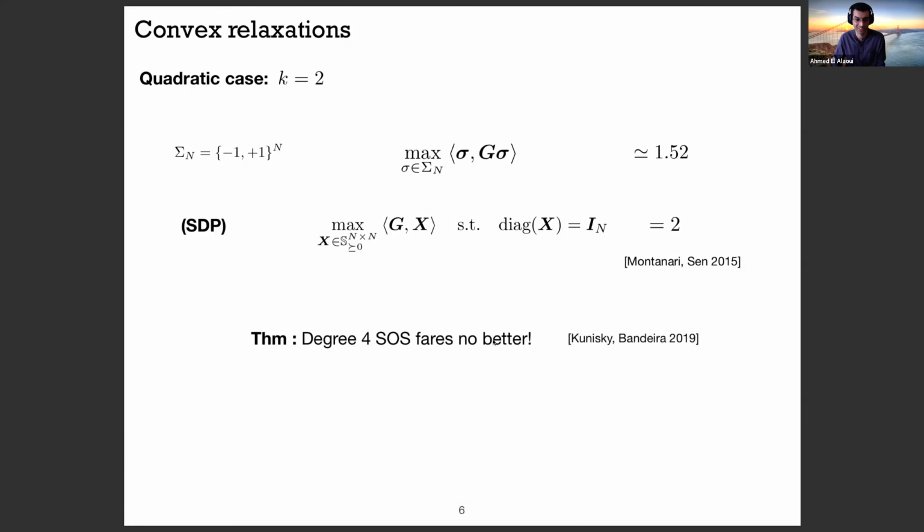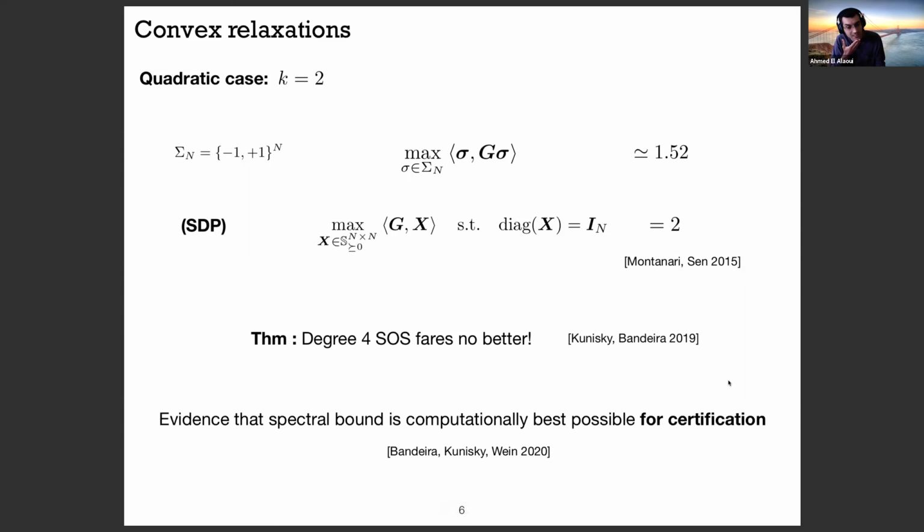Turns out that, okay, you can try to systematically improve this better and better, and then you can look at degree 4 SOS relaxation. It turns out that this is actually also 2. This is a result by Tim Kunisky and Afonso. Okay, so there is evidence, at least in this line of work, that the spectral bound, which is 2, is the best computationally possible.